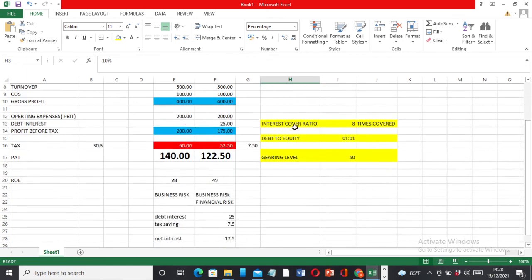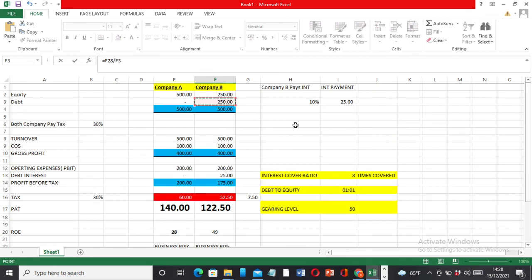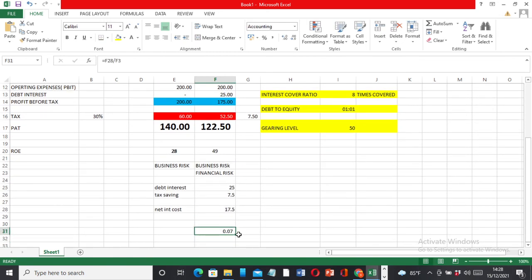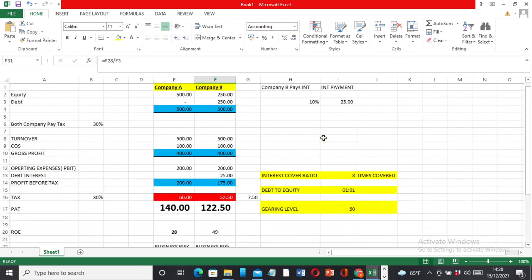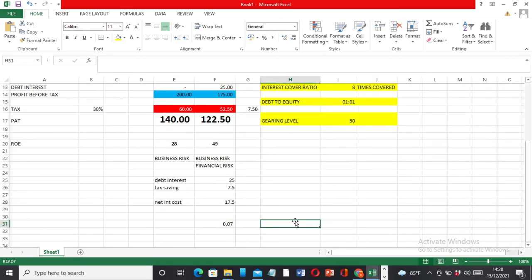So how much are you paying? Let's get the exact rate. We take 17.5, which is the net interest cost, divided by how much you borrowed, 250 million. Guys, 7%. So 7% is the actual interest that you are paying on the borrowed loan. We can call this the post-tax cost of debt.